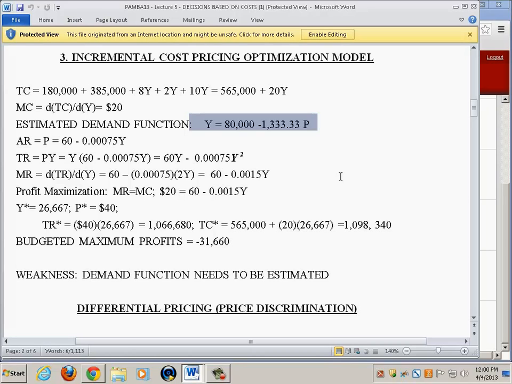Okay, any questions about pricing? Any questions about those models?